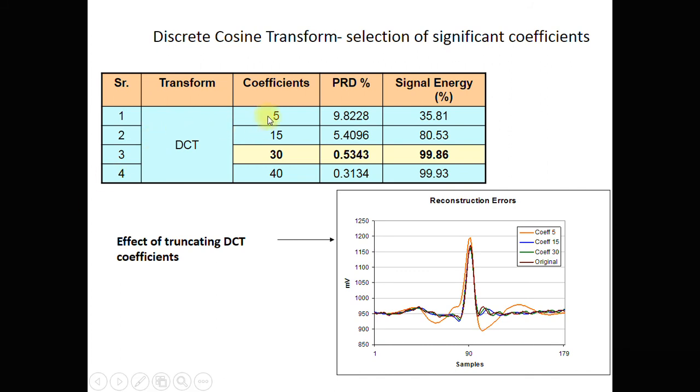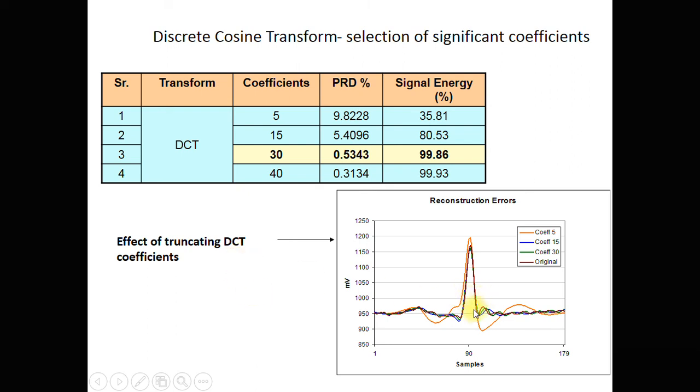So we have to perform an analysis as to how many components to retain. In this case I tried with 5 coefficients, and I got a PRD of 9.8 and signal energy of only 35, so this is not useful. With 15, again the same kind of issue. With 30, 99.8. And if I go for 40, there is no significant difference in the signal energy, so 30 will be quite okay for us. This is the optimal number of coefficients which I can retain and use for training the neural network.